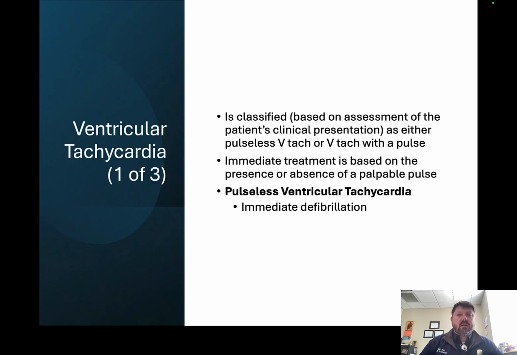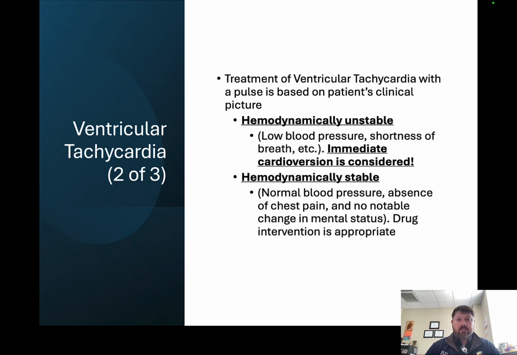So ventricular tachycardia is classified based on the assessment of the patient's clinical presentation, either pulseless VTAC or VTAC with a pulse. Immediate treatment is based on the presence or absence of a palpable pulse. Obviously, if they do not have a pulse, then we're going to move straight to the American Heart Association pulseless VTAC algorithm, where our very first thing is going to be to start CPR, and then shock is very important.